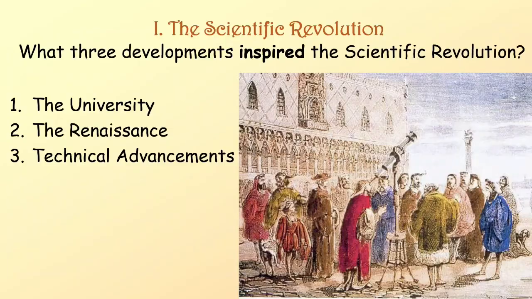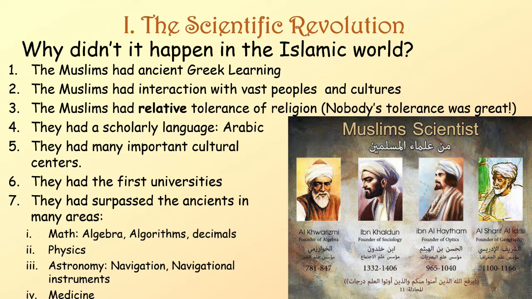Well, where do we even begin? What three developments inspired the scientific revolution? We can sum it up to, number one, the university, number two, the Renaissance, and number three, technical advancements. But first, why didn't it happen in other places? Let's explore some other places where the scientific revolution perhaps could have happened, but didn't.